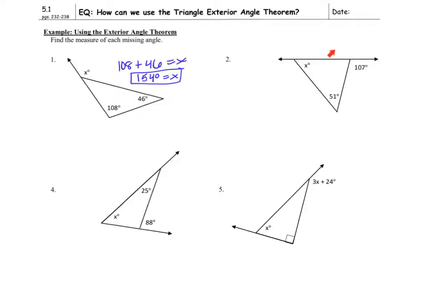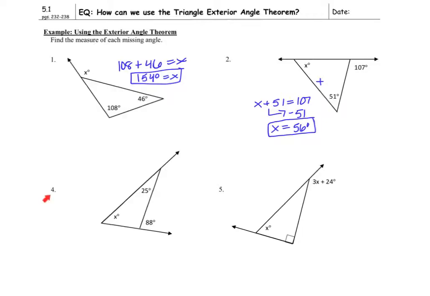Number 2 looks a little bit different. So here we have our remote angles, and the 107 is my exterior angle. This time we're going to be adding the x and the 51, which is going to give me 107. Then you would subtract the 51 from each side, and you get x is equal to 56 degrees.